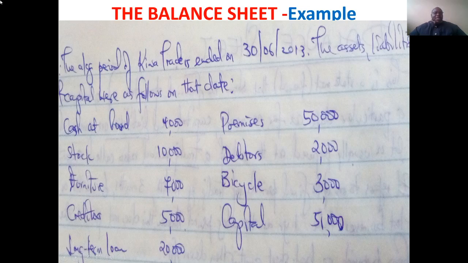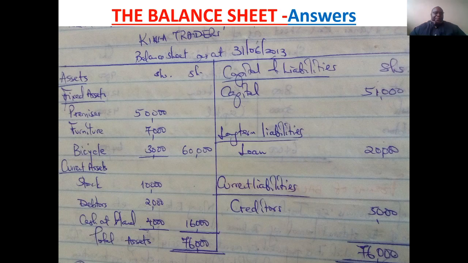An example: the accounting period of Kiwa Traders ended on 30th June 2013. The assets, liabilities, and capital were as follows on that date. Cash at hand, 4,000. Stock, 10,000. Furniture, 7,000. Creditors, 5,000. Long-term loan, 20,000. Premises, 50,000. Debtors, 2,000. Bicycle, 3,000. And capital, 51,000. Let's get to the answer.